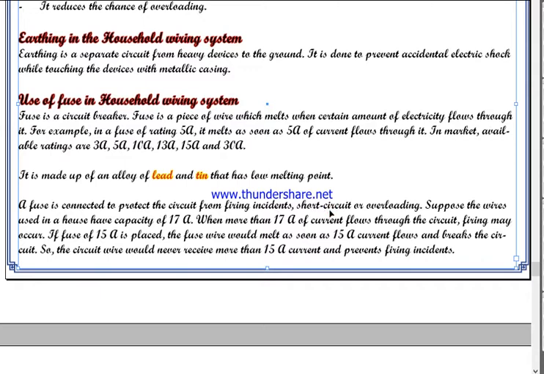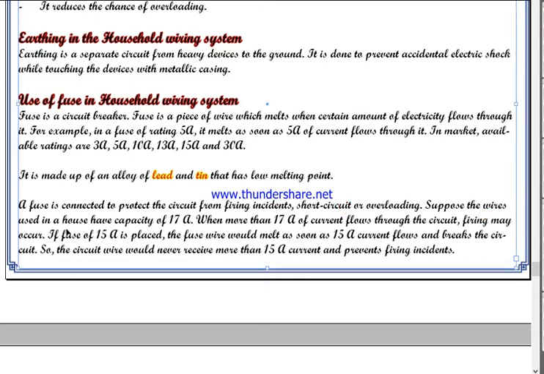Short circuit is a condition where the plus wire and minus wire connect directly. In that case, a very high amount of current would flow through the circuit. That also causes overloading. Read here: a fuse is connected to protect the circuit from firing incidents, short circuit and overloading. I just told you what short circuit is.